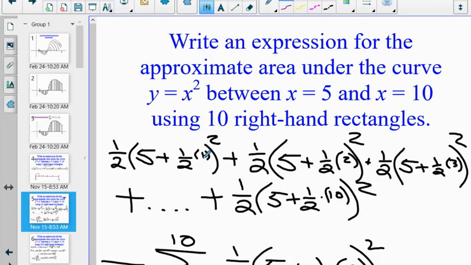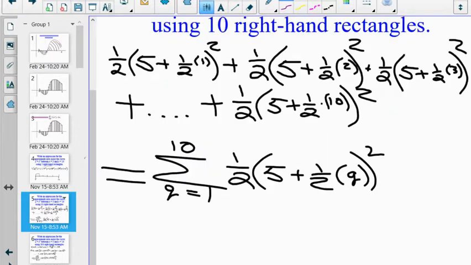starting at, well, not x equals 1, but at some counter. Whatever that counter is, I'm adding it once, then twice, then 3 times, and then I keep going until I get up to 10. And this is the height of that last rectangle. If I do it in this form, it's always the same thing. It's a half for the width of the rectangle times 5 plus a half a certain number of times, starting at 1, going up by 1 until I get to 10, which makes it translatable into sigma notation.